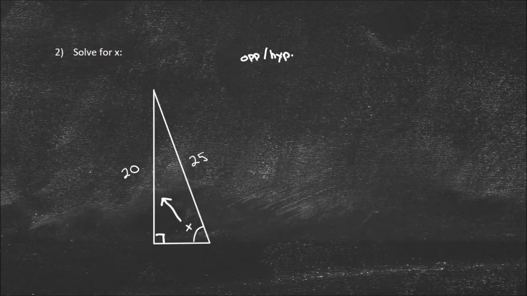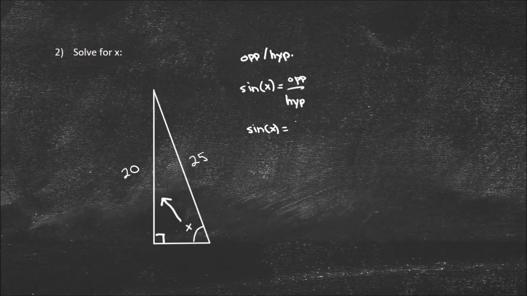What trig function relates those two? That's going to be sine, SOHCAHTOA. So S-O-H, opposite over hypotenuse. That's going to be sine of theta, or sine of x here, equals opposite over hypotenuse. And we are given the opposite and the hypotenuse. So I'm going to put sine of x, because that's the measurement I don't know, that's my variable this time, equals 20 divided by 25.